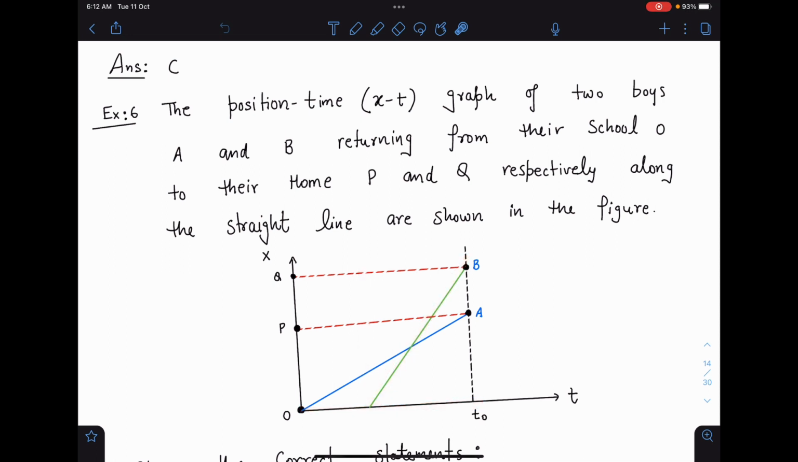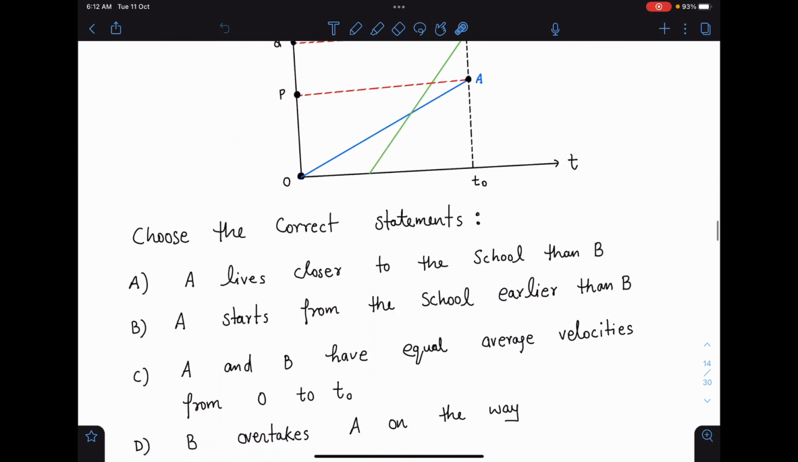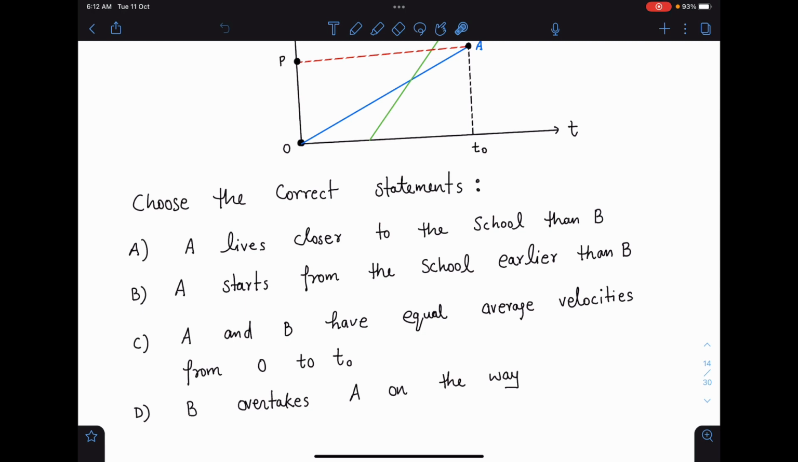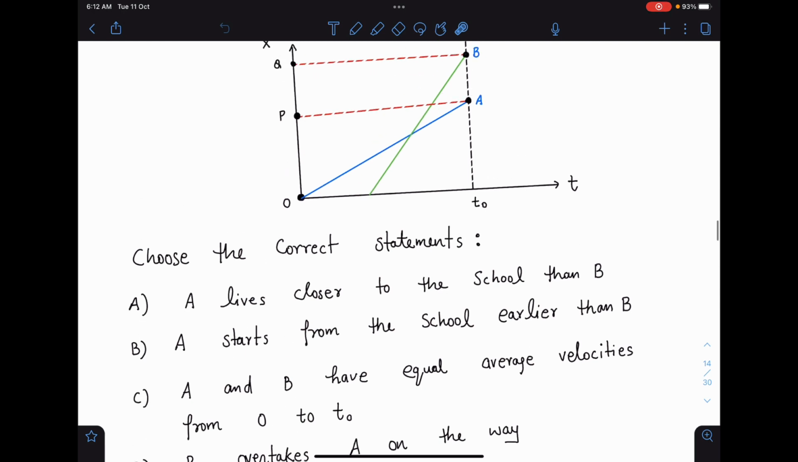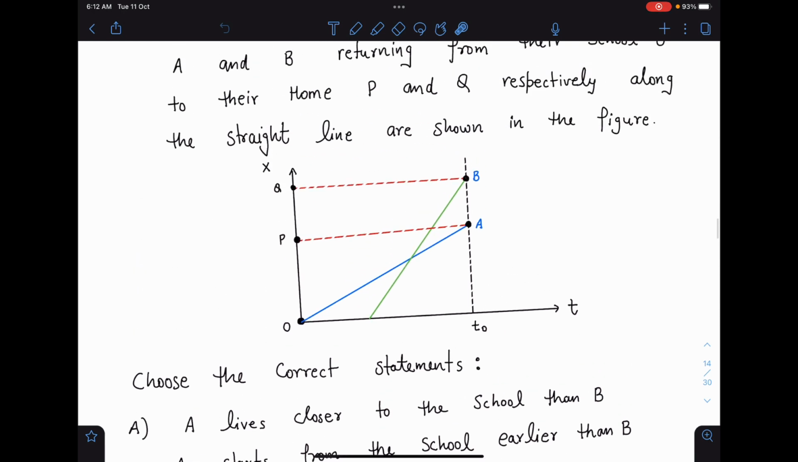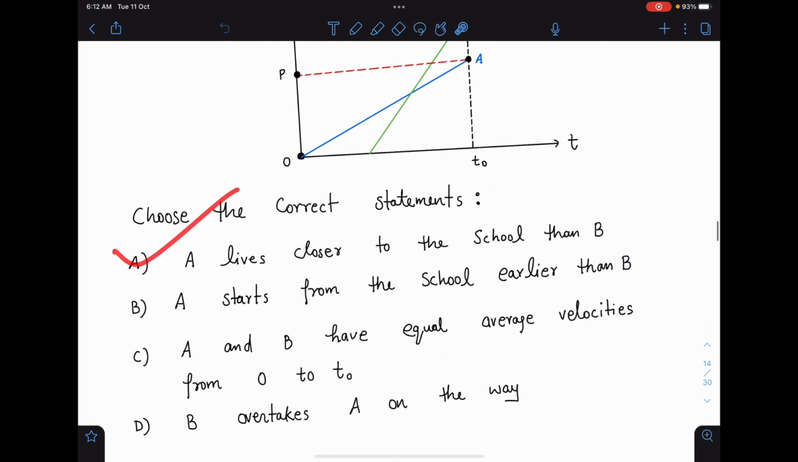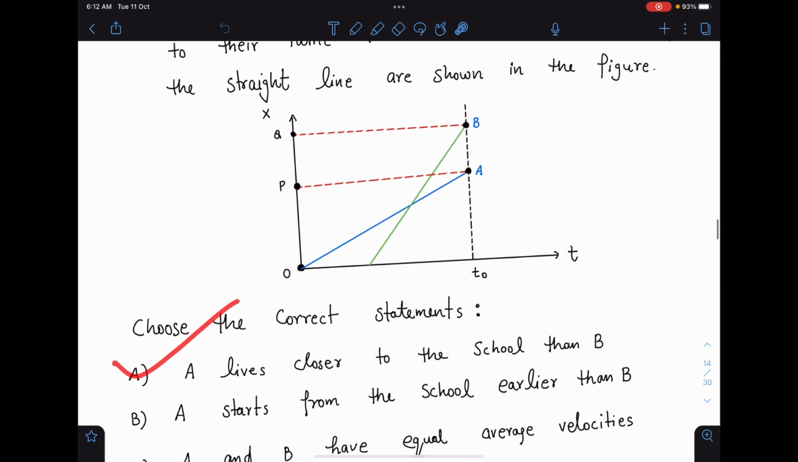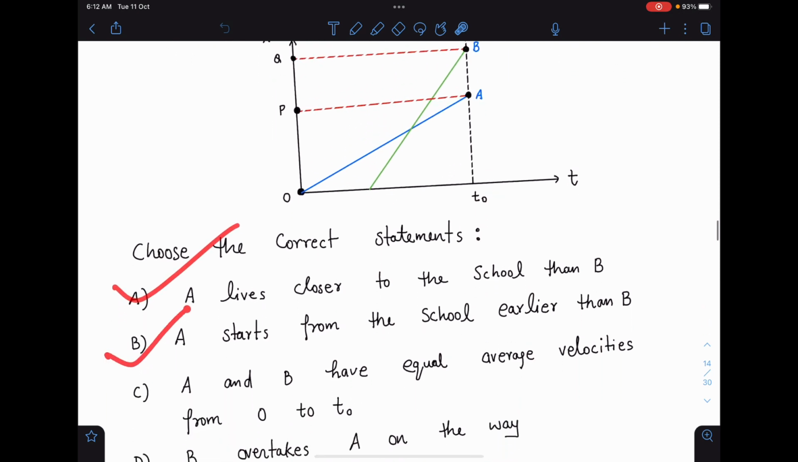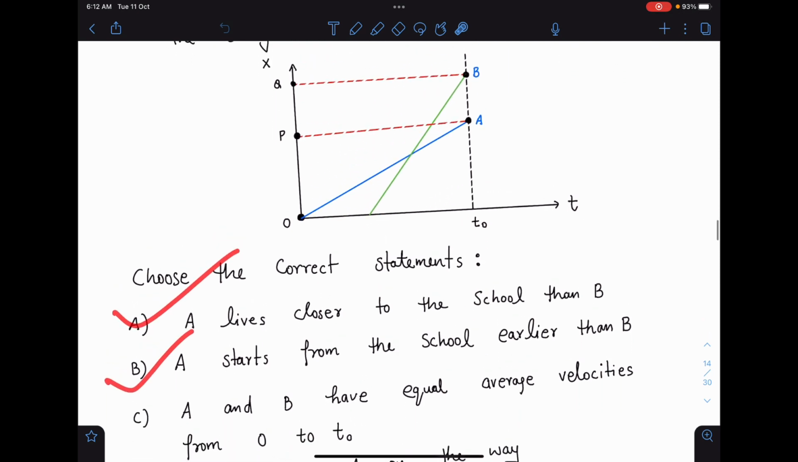So let's comment on the answers. Choose the correct statement. A lives closer to the school than B. Yes. A starts from school earlier than B. This is also true. B has been waiting for some time in the school, right?